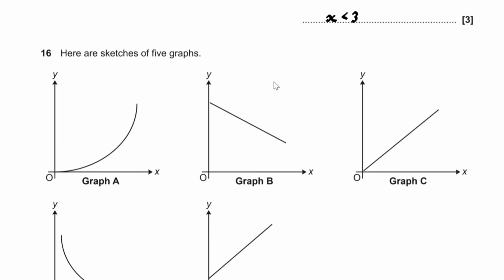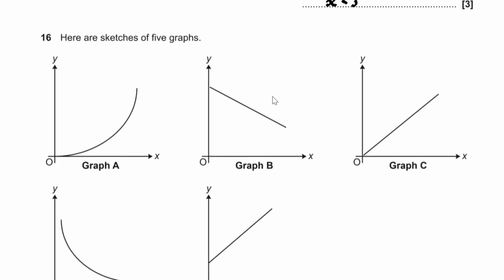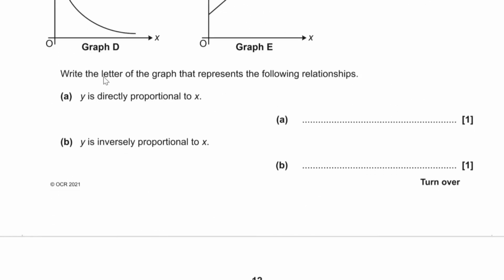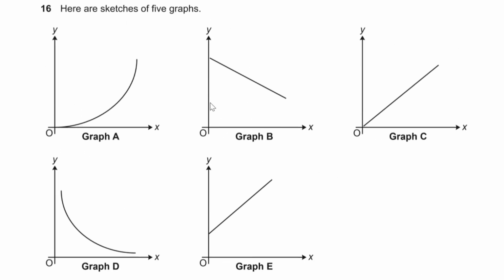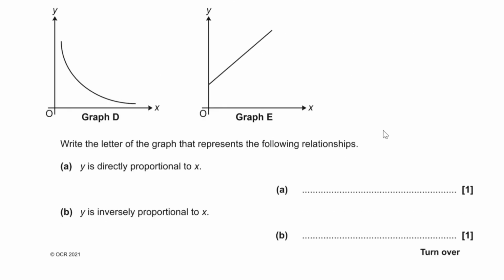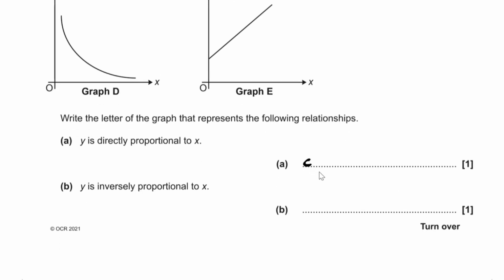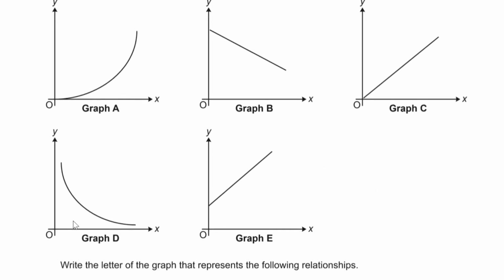Question number 16. Here are sketches of 5 graphs. We have to write the letter of the graph that represents the following relationships. Y is directly proportional to x. Well, we're looking for a straight line which passes through the origin. That's graph C. For part B, y is inversely proportional to x. Well, what we are looking for here is the line y equals 1 over x, which corresponds to graph D.